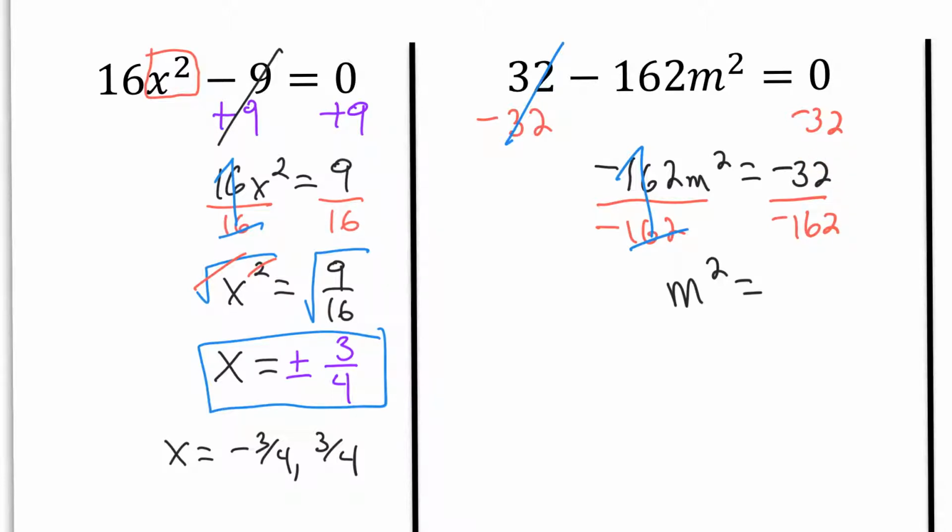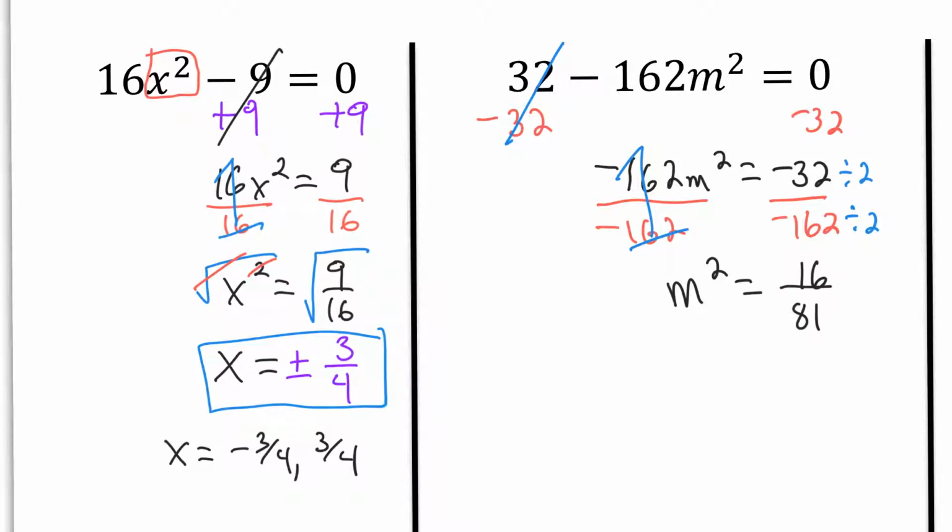If you can reduce, you have to. I can reduce by 2 here, so I divide by 2. So I'm going to get a positive 16 on the top and a positive 81. Remember, it's positive because a negative divided by negative will be positive. So we have positive 16 over 81.